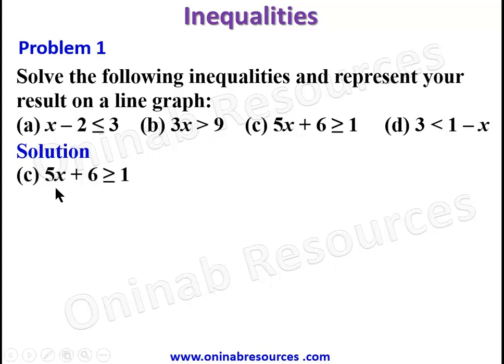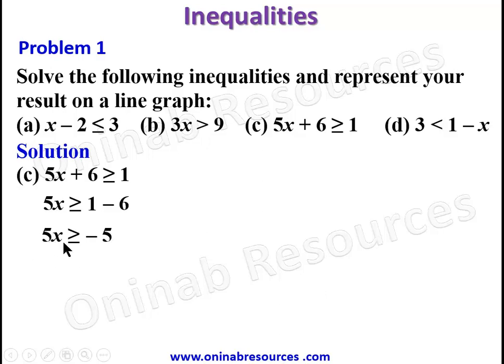For problem 1c, I have 5x plus 6 is greater than or equal to 1. We keep this 5x on the left hand side, and we also keep the 1 on the right hand side, so we have it greater than or equal to 1. We need to move this 6. It is positive 6, so on the right hand side it becomes negative 6. So we now have 5x greater than or equal to 1 minus 6, and 1 minus 6 is negative 5. So we have 5x greater than or equal to negative 5.